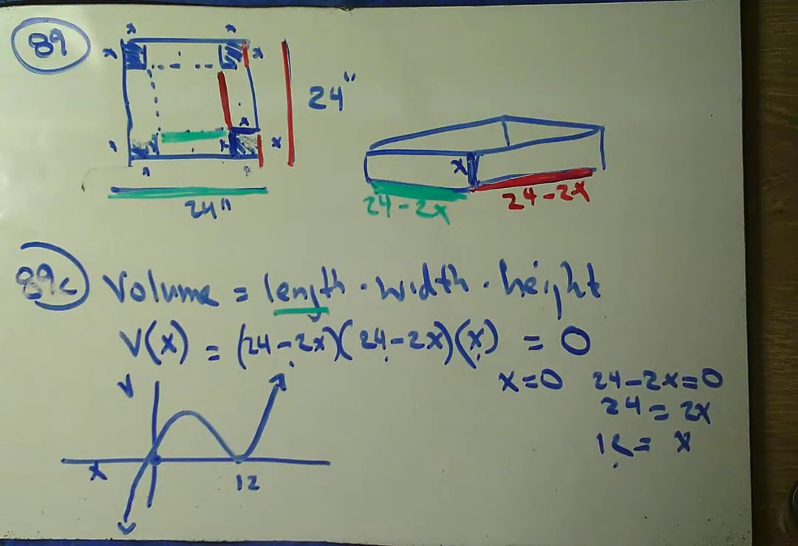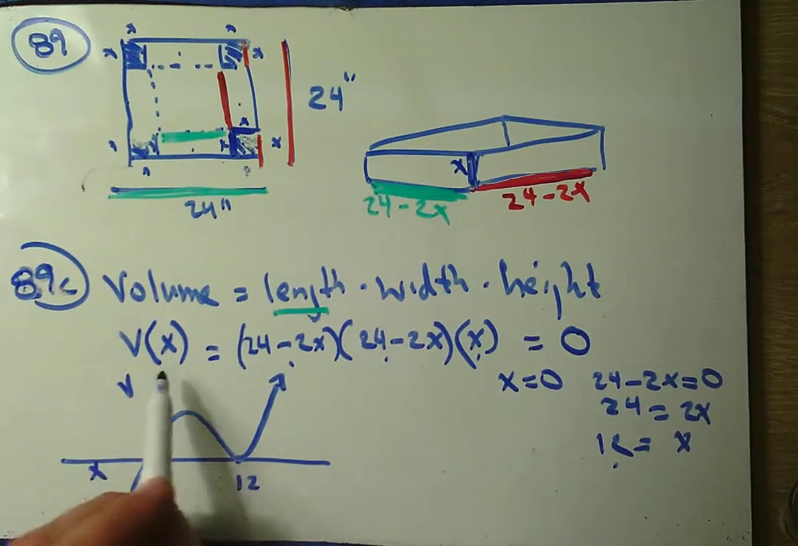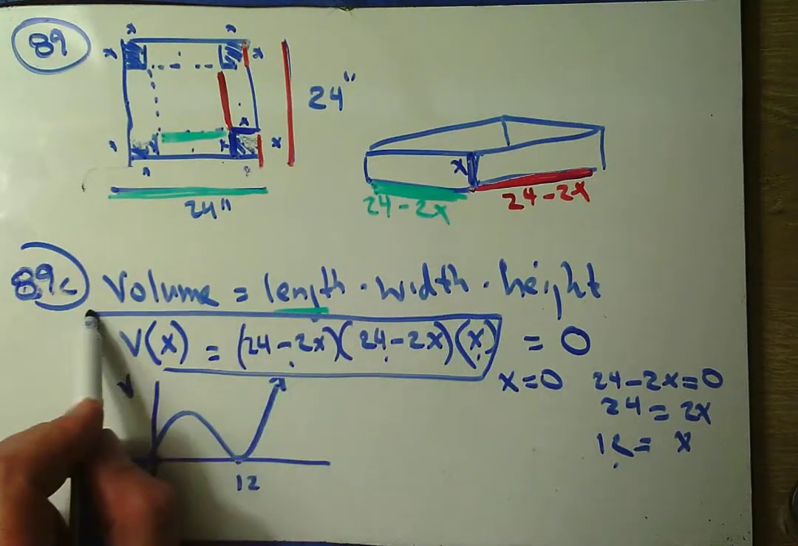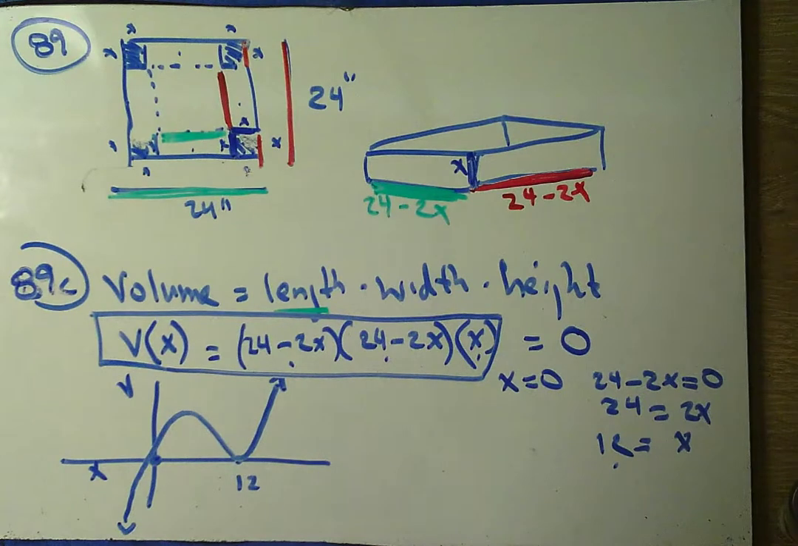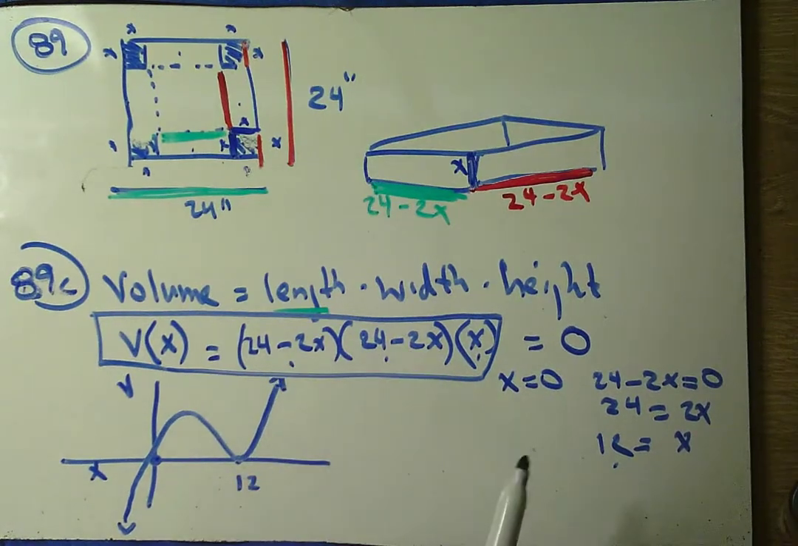Now, why am I graphing this? Because the second part of 89C, the first part was to write this equation. What's the volume as a function of x? The second part asked me what's the domain of this function. Now, to me, this looks like a third-degree polynomial, and we said before that for third-degree polynomials, you could plug in any number, so the domain should be negative infinity to infinity.